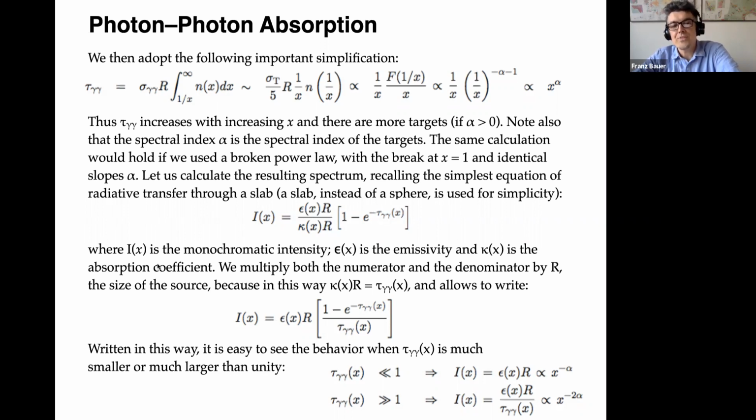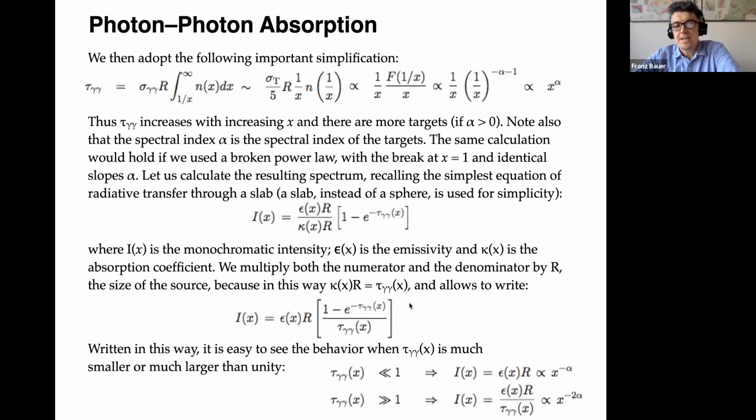And so this is the intensity at this particular value of frequency. And this is the emissivity at this frequency, and the absorption coefficient at this frequency. And we can note that this quantity here, this is the reason we multiply by r, is equal to this.